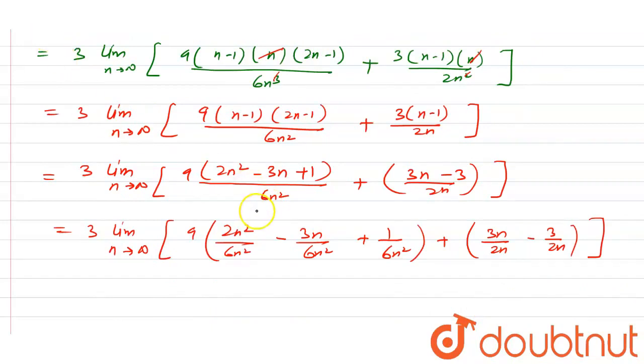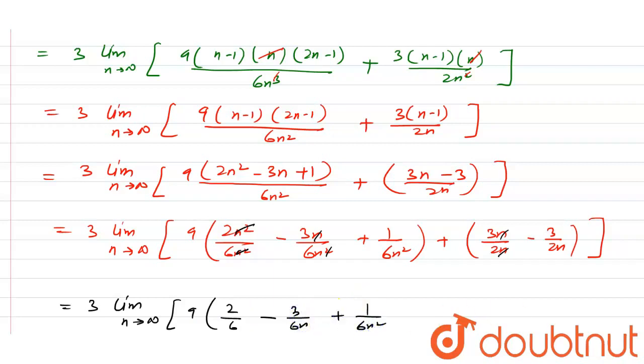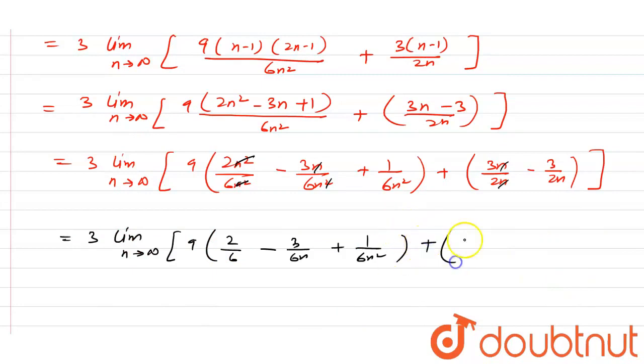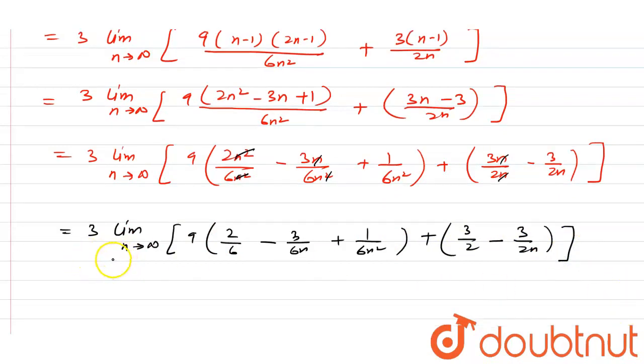Now here if we see, n square cancels with n square, this becomes n, here also n and n cancel each other, so this is equal to 3 limit n tends to infinity, 9 bracket of 2 by 6 minus 3 by 6n plus 1 by 6n square, bracket closed, plus 3 by 2 minus 3 by 2n. Now here our n tends to infinity, so 1 by n or 1 by n square tends to 0, so this is equal to 3.